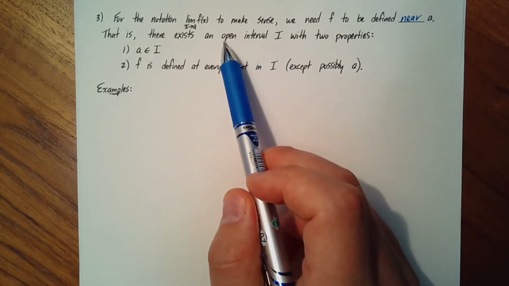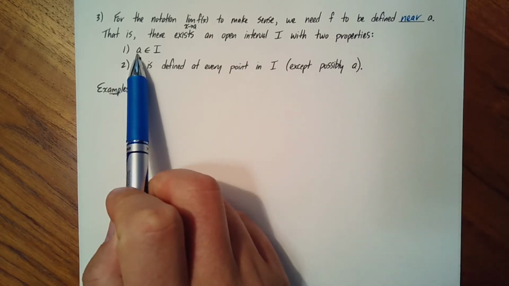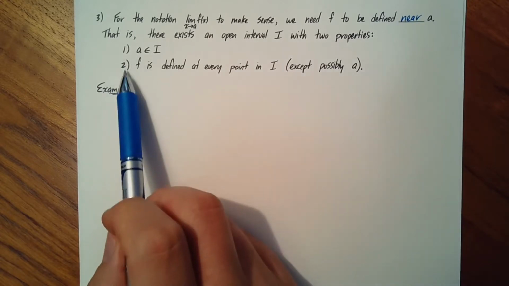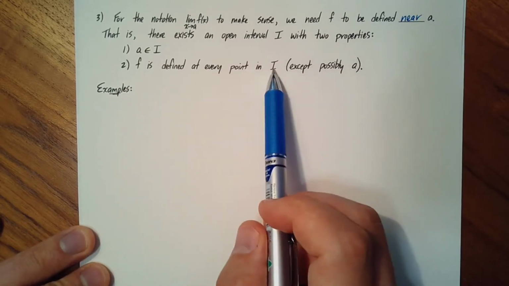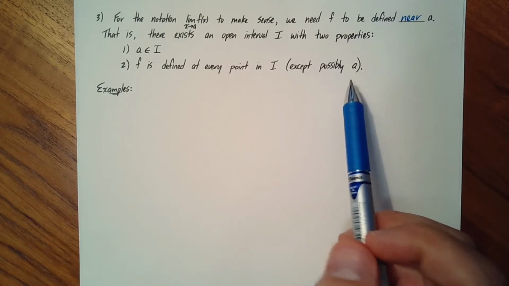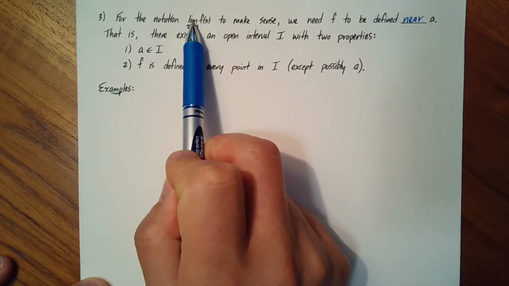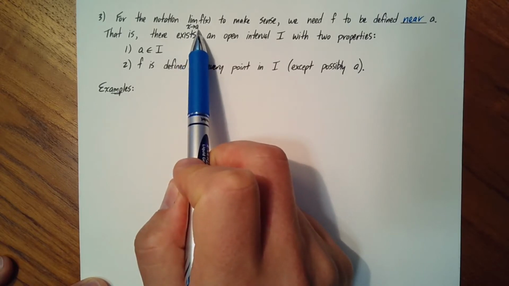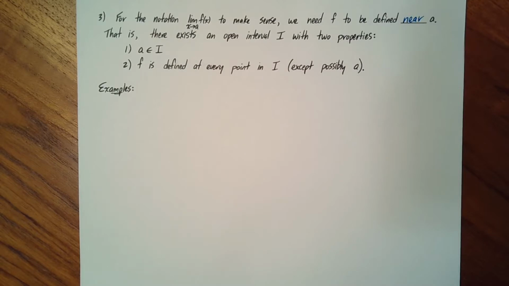So you need to come up with an open interval I that has two properties. First of all, it has to contain the point a. And second of all, f has to be defined at every point in this interval, except possibly a itself. We don't actually need f to be defined at a, because the limit does not care what happens exactly at a. It only cares what happens as x gets close to a. It does not care what happens when x gets to a.